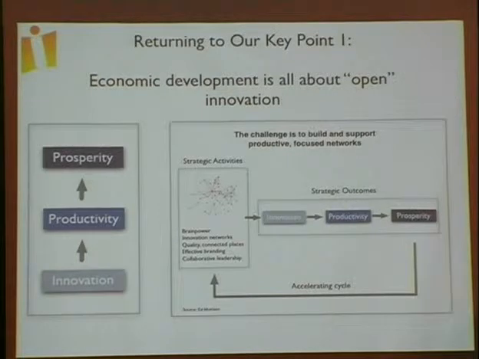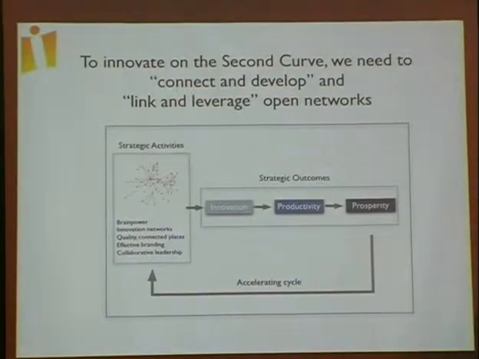So our new model of economic development has got to be around building networks. Networks in brain power, innovation, quality connected places, branding, civic leadership. And so I'm going to share with you a little bit of how to do that. The strategic activities involve building these kind of networks through connect and develop strategies, link and leverage open networks.